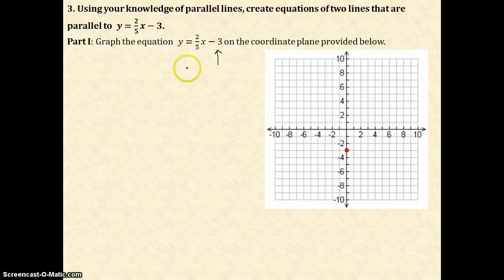Then we use the slope to move, and slope is rise over run. So our rise is 2, and it's positive, so we're going to go up 2. And then our run is 5, and that's positive, so we're going to go to the right 5 and mark this point. Now that we have 2 points, we can draw the line that goes through them.